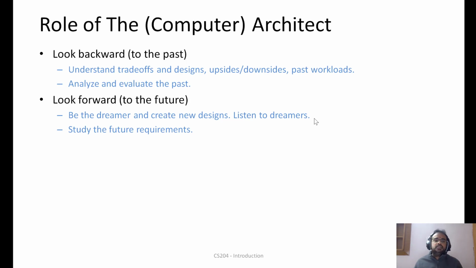Study the future requirements so that it will help us to tailor make the hardware. Push the state of the art. State of the art, the term means anything that is the latest in the current field. Either can be a product or a technique, a design choice, etc.